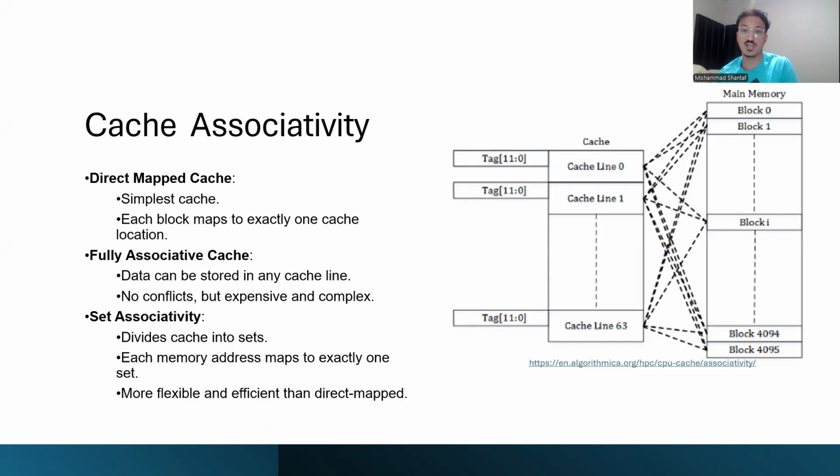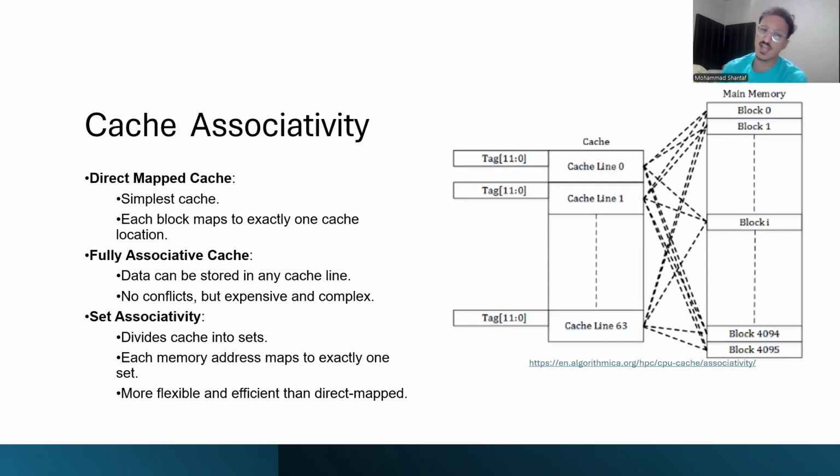So in this example, cache line 1 directs only to block 0. That is a direct mapped cache. While there's a fully associative cache, data can be stored in any cache line. No conflicts, but expensive and complex. But this is where it can go into multiple blocks, as shown in our diagram.